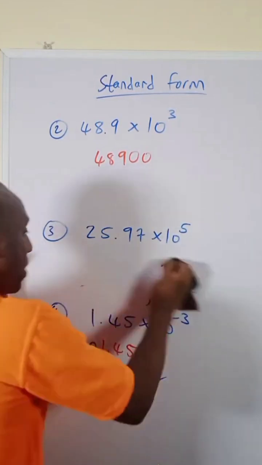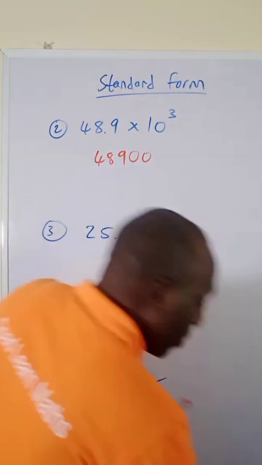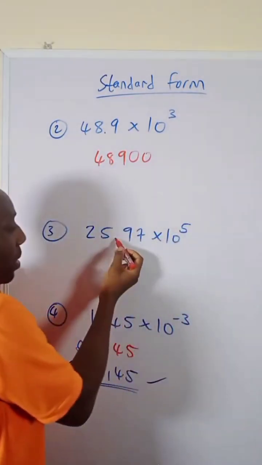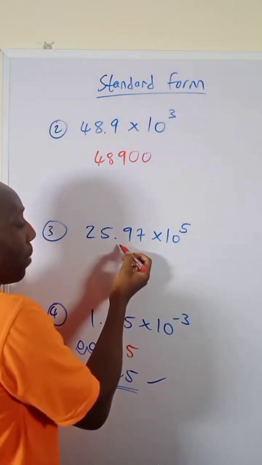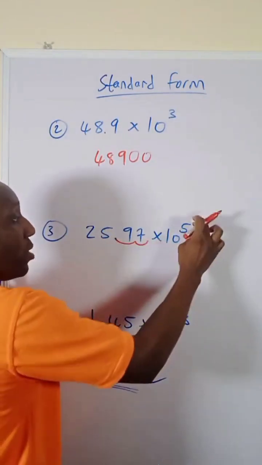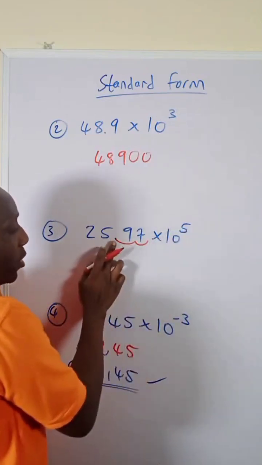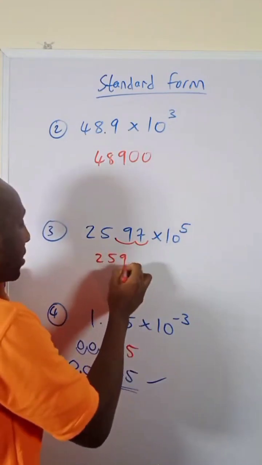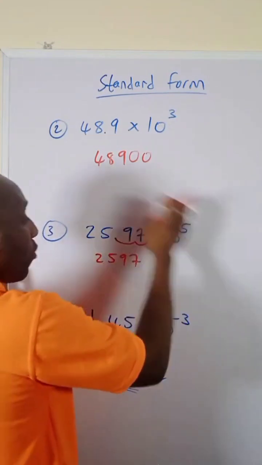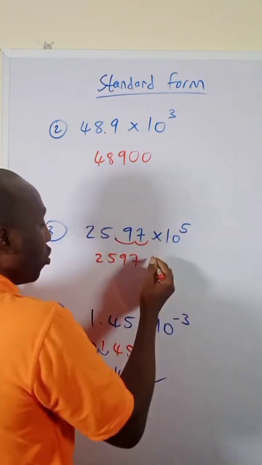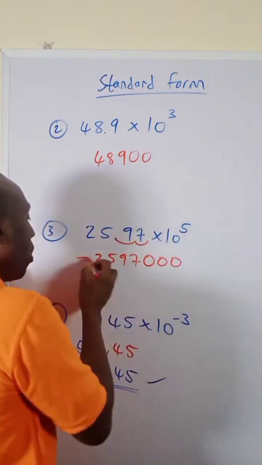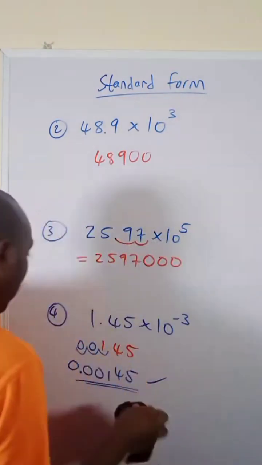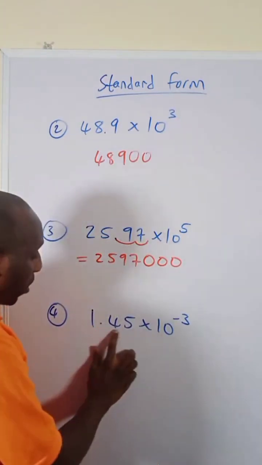For number 3, ask yourself this question. This is 5, by the way, so we're going to the right. This decimal point, how many times will I push it out of this number? 2 times. 1, 2. You will take 2 from here, that will shift it to the right 2 times. All right, so you have 2, 5, 9, 7. We took 2 from here, so we have 3 left. Just put 3 zeros. There you go. That's it.